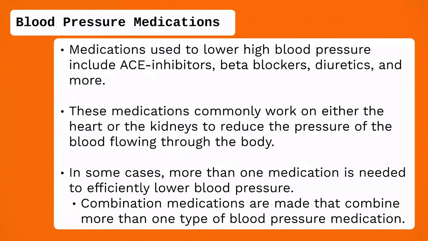So medications used to lower high blood pressure include ACE inhibitors, beta blockers, diuretics, and more. These medications commonly work on either the heart or the kidneys to reduce the pressure of the blood flowing through the body. In some cases, more than one medication is needed to efficiently lower blood pressure, so this is why we see combination medications that are made up of more than one type of blood pressure medication, such as lisinopril plus hydrochlorothiazide.